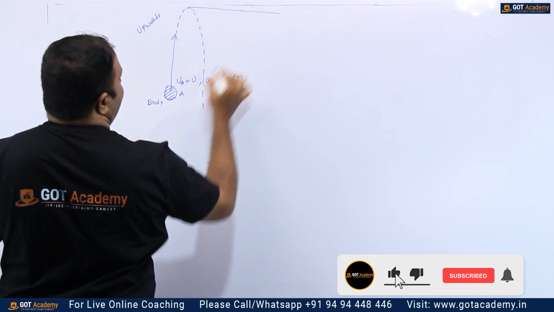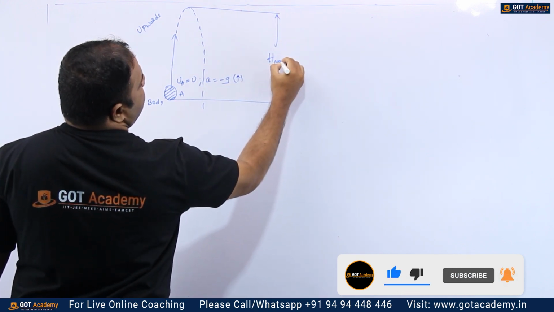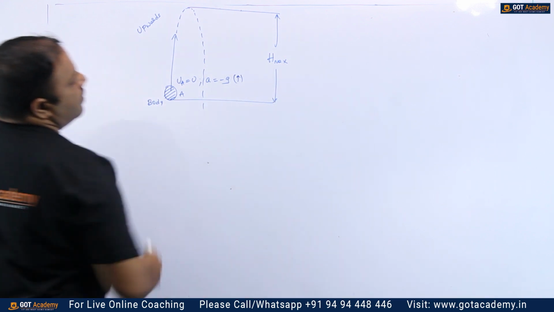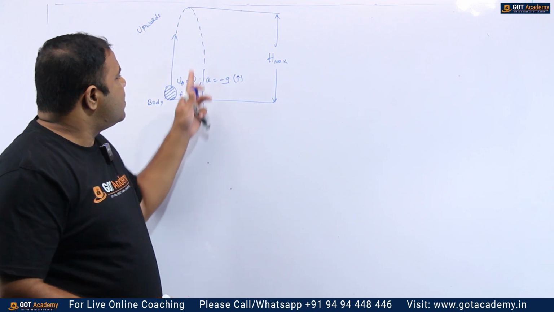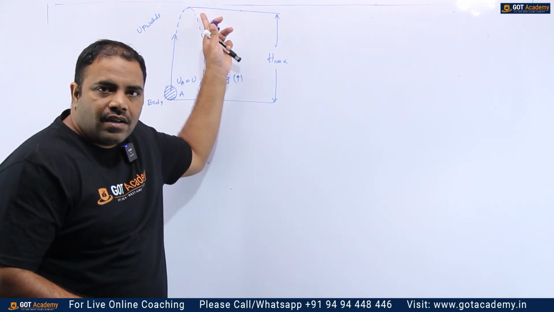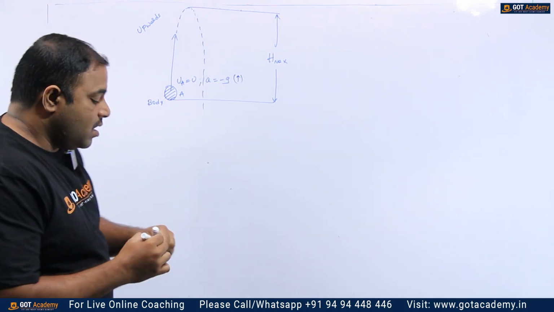So this particular height from the ground is known as maximum height. The maximum distance it has travelled from the ground is known as maximum height.